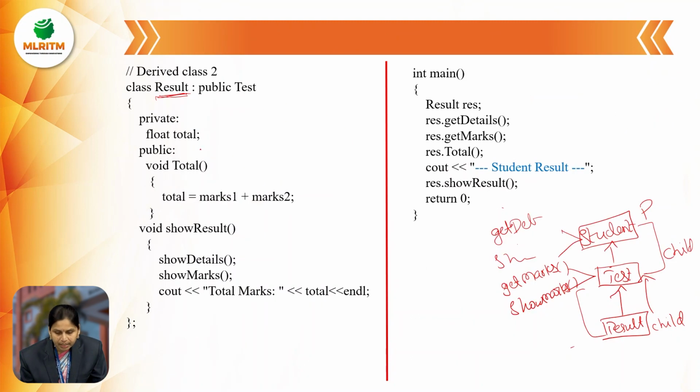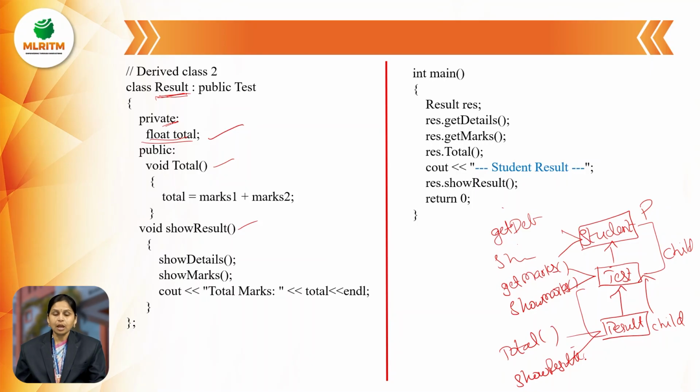Now this result class contains one private variable, total. It can be used in the same class, but we cannot access this total in another child class, because there is no child class for result. We cannot access this total variable outside of this result class because it is declared as private. Now it contains two methods, total and show result.